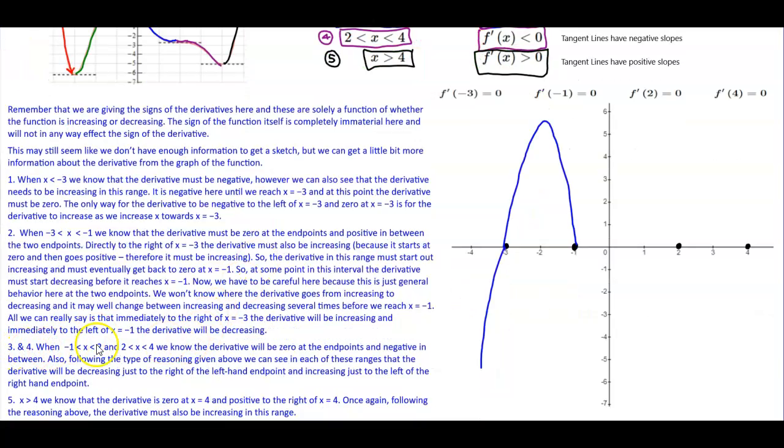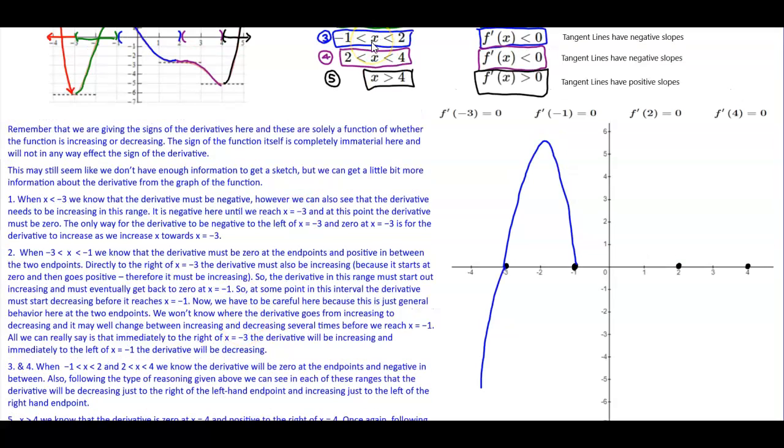So let's take a look at 3 and 4. In 3, we know that x is going to be in between -1 and 2, where the derivative is going to be less than 0, so the lines have negative slopes. And in 4, x is going to be in between 2 and 4. We know that the derivative is going to be less than 0. So when x is in between -1 and 2 and between 2 and 4, we know the derivative will be 0 at the endpoints and negative in between.